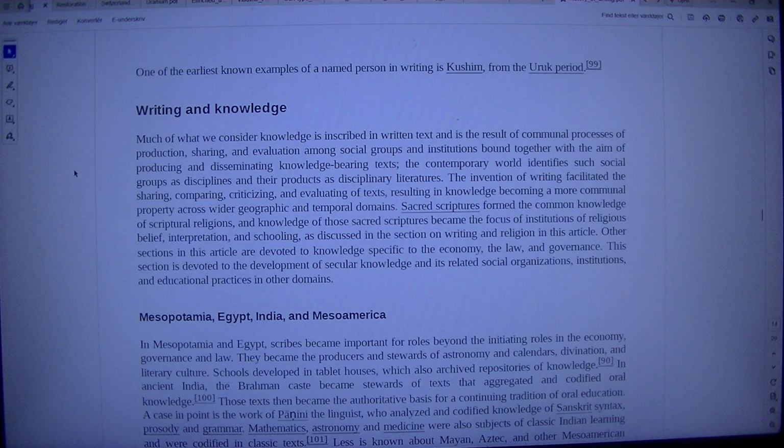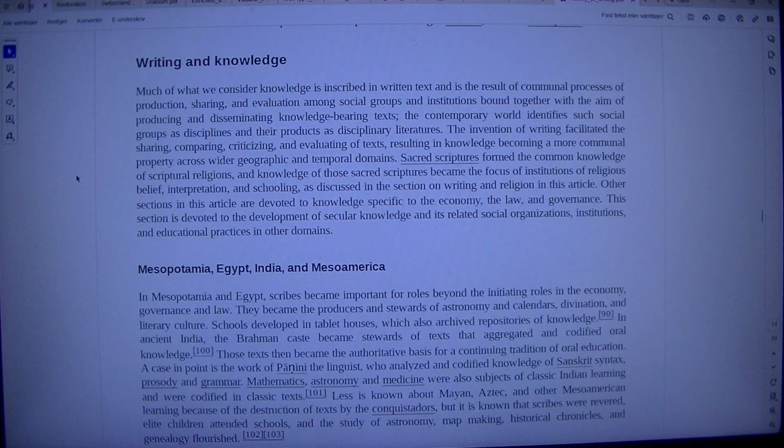98. One of the earliest known examples of a named person in writing is Kushim, from the Uruk period. 99. Writing and knowledge. Much of what we consider knowledge is inscribed in written text and is the result of communal processes of production, sharing, and evaluation among social groups and institutions bound together with the aim of producing and disseminating knowledge-bearing texts. The contemporary world identifies such social groups as disciplines and their products as disciplinary literatures.